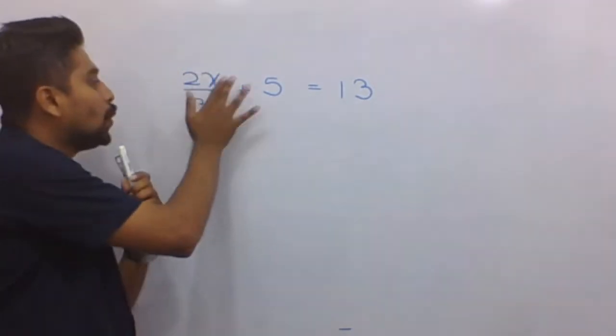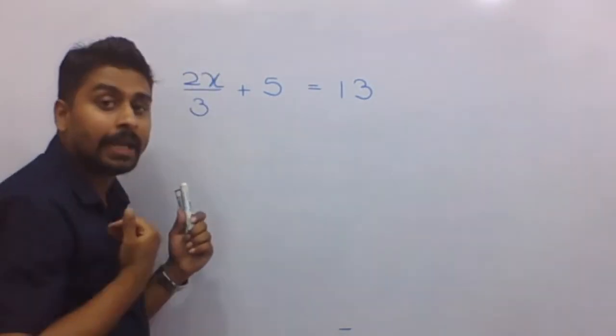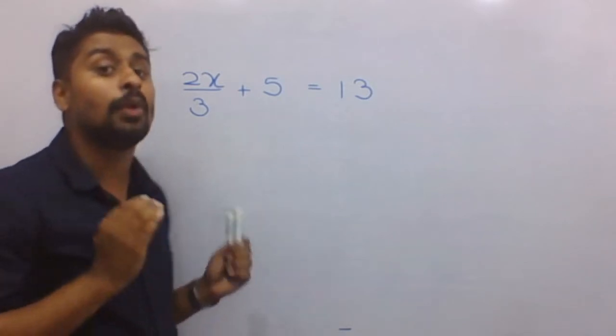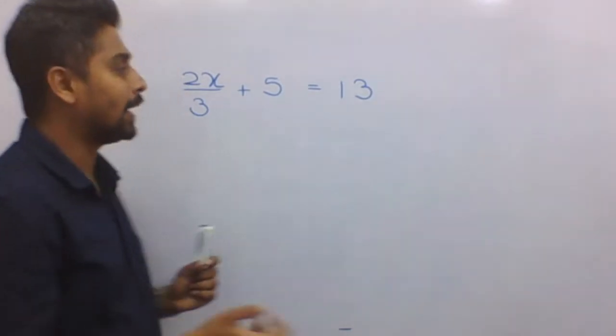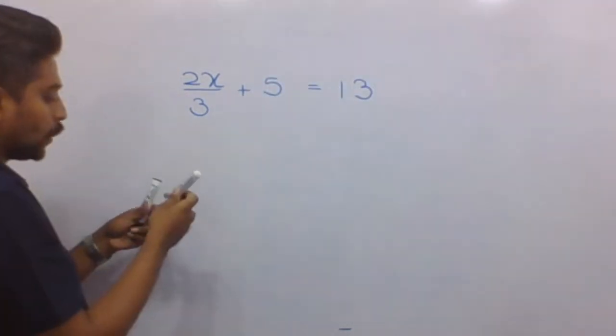Right, look at this one. 2x over 3 plus 5 equal 13. I need to find the value of x. To find the value of x, I have to remove 5 first. No? I have to remove the 5 first. Right. එහෙනම් එහා පැත්තට 5 යනවා කවුරු විදිහටද යන්නේ?